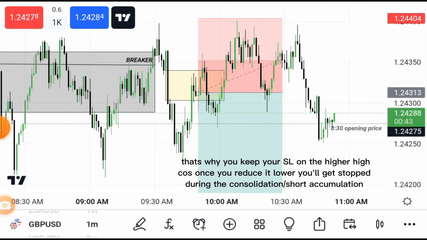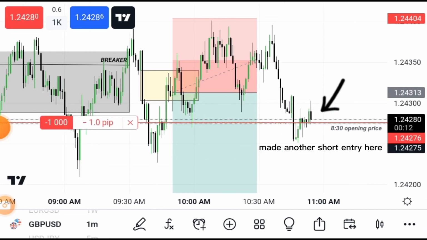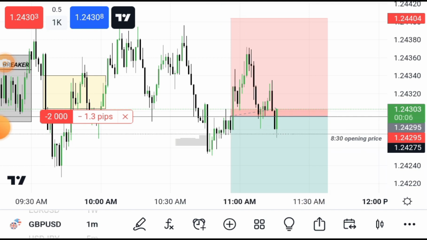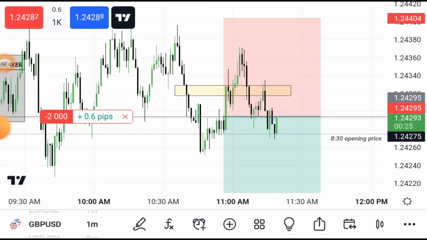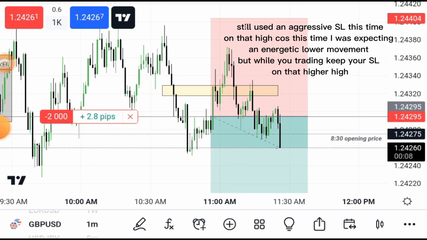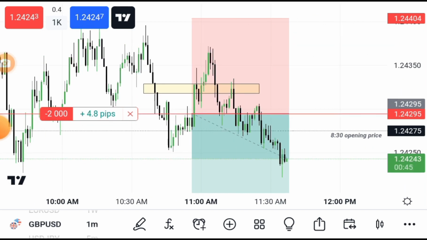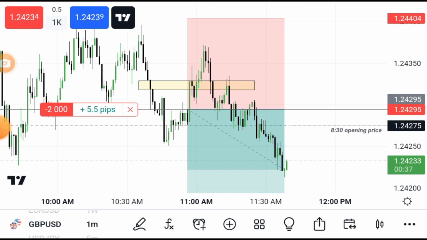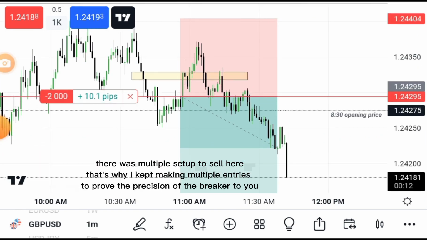So then since I got stopped out, I was still waiting for an extra confirmation again to go short. Then I made another short entry on that little fair value gap there. That was because when I used the 5 minute time frame, I saw that volume imbalance with that little market structure shift. And then I was using an aggressive stop loss. I still placed my stop loss on that high because this time I was sure it's not going to stop me out. Then the market went as planned and resumed going lower, just as it should after the consolidation.